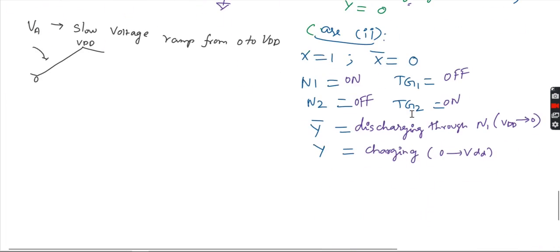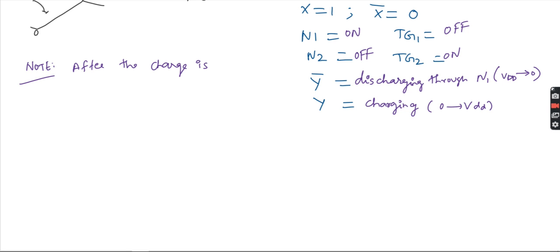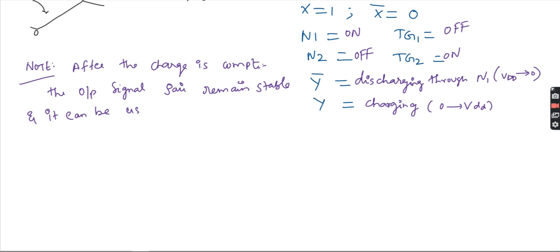Now, after the charging is complete, we have to note this clearly, this is the important note. After the charge is complete, the output signal pair, that is Y and Y bar, remains stable and can be used as input to the next stage.